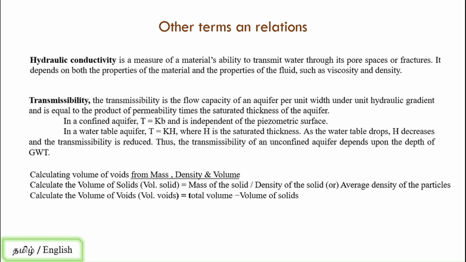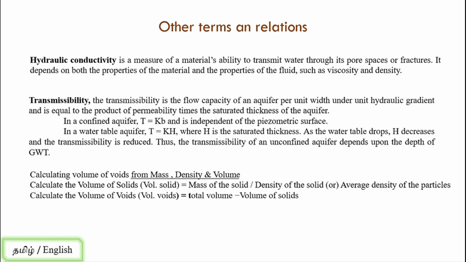So when there is a question about the volume of solid, if you have two derivatives like mass of solid and the density of solid, you can use these two to find out the volume of solid, or you can also use the average density of the particle. So in the question, if they give the density of solid, you can use it directly, or if they give the average density of the particle, then you can use that here. So the volume of the solid is equal to mass of the solid by density of the solid, or average density of the particle, whichever is given in the question.